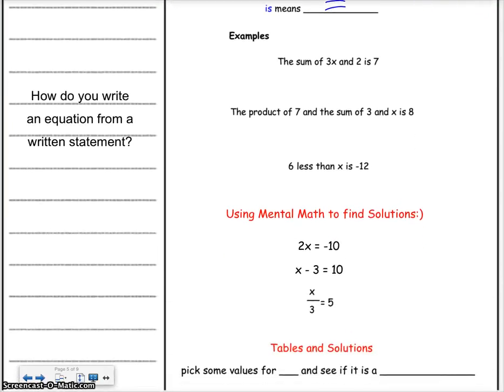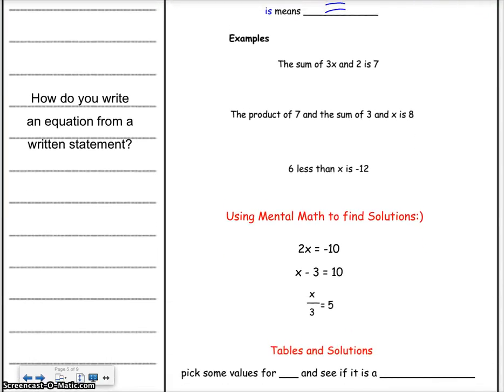So here's an example. The sum of 3x and 2 is 7. What does sum mean? Add. Sum is add. So I want to go 3x plus 2 is, means equals, 7. There's my equation.